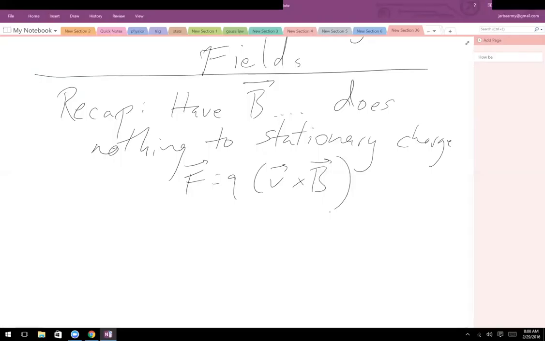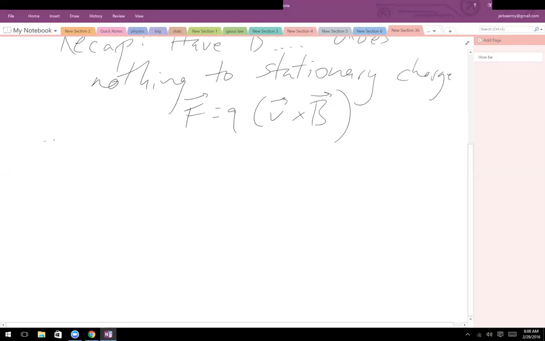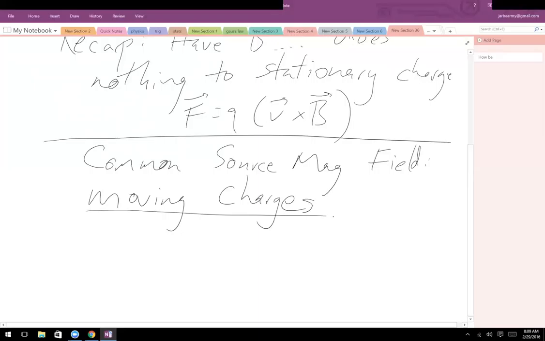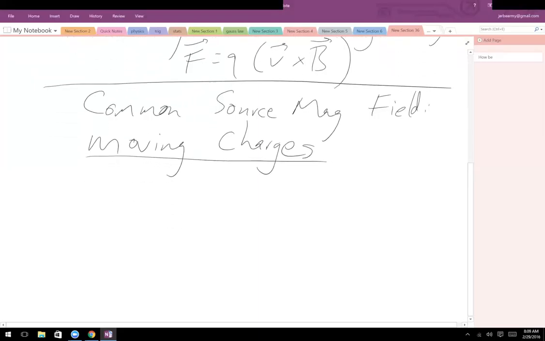Actually, it's kind of the same thing as far as where do magnetic fields come from. The most common place is charges moving. So the most common source of magnetic field is if you have moving charges.